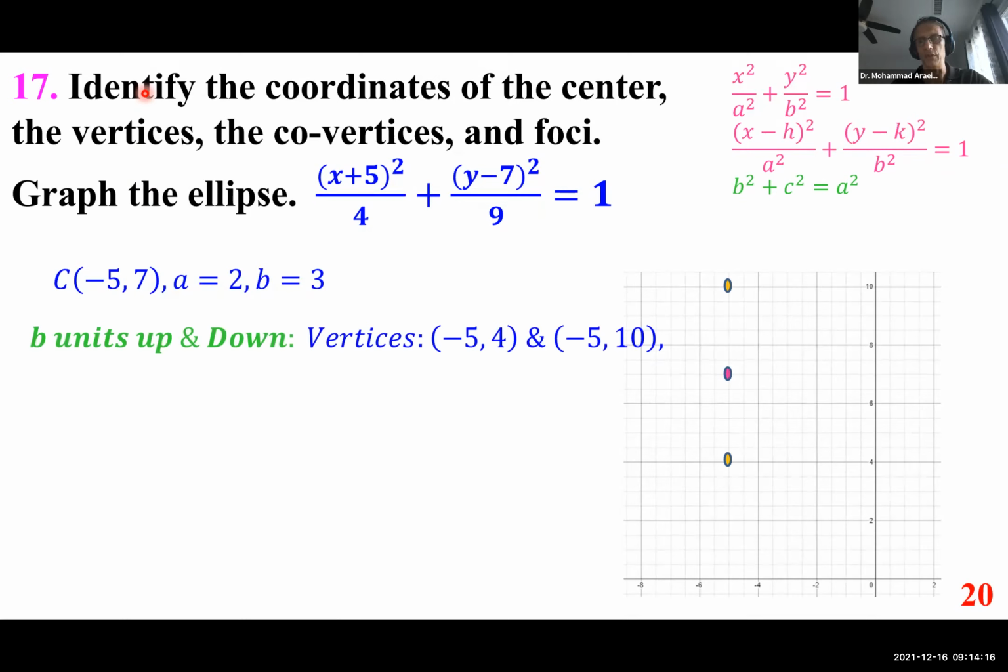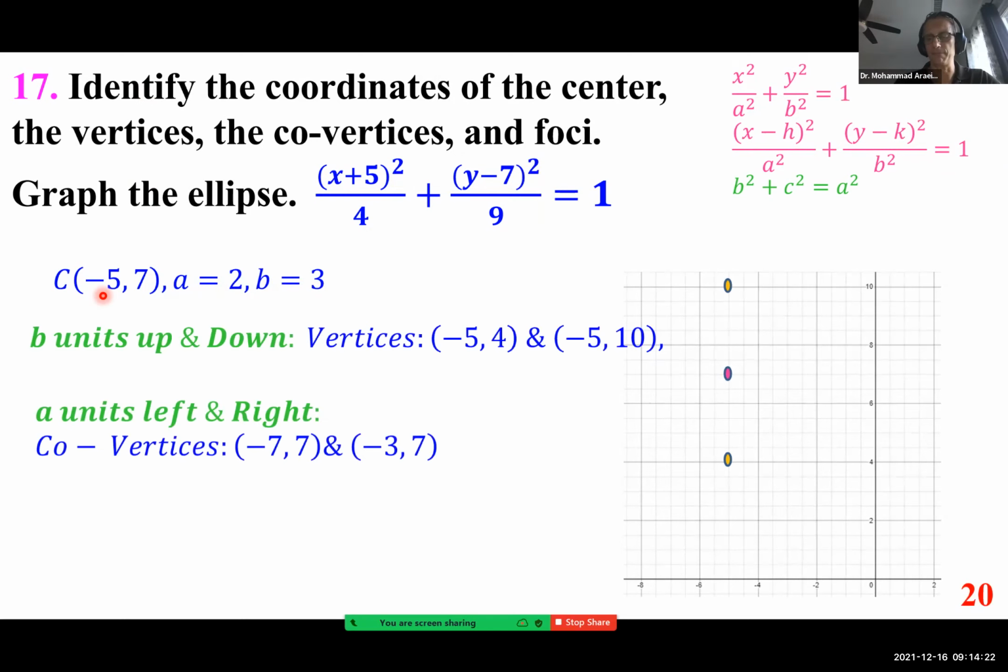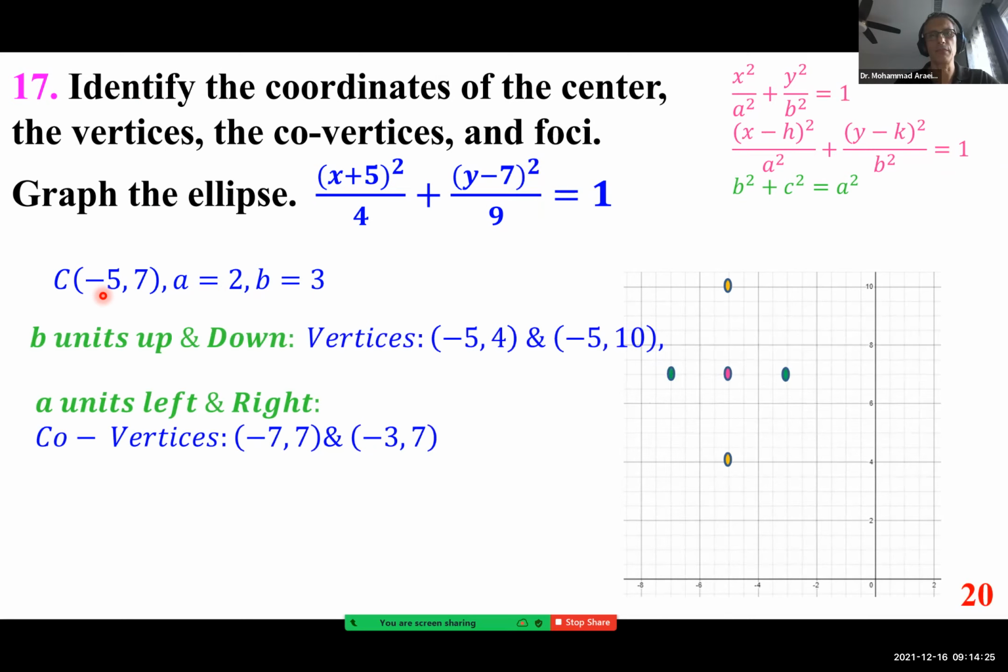Up and down. Okay, we got it. And then from the center, 2 units to the right and left. Again, I hope you see that when we say 2 units to the right and left, that means look at the x coordinate and add and subtract 2. That's how you come up with that.